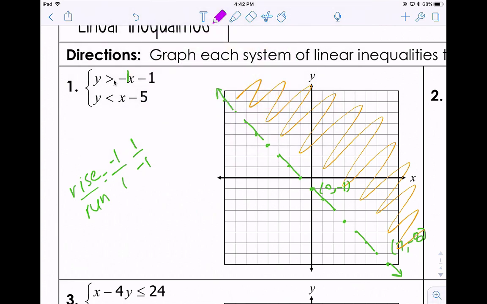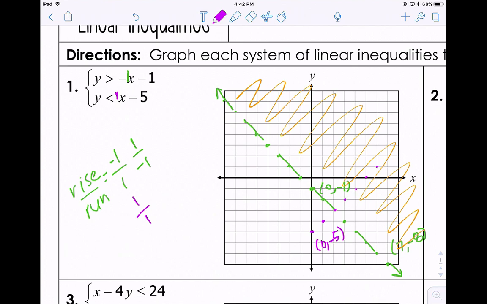Our second inequality, again, is already in y equals mx plus b. So we're going to start at negative 5 on the y-axis. Negative 1, 2, 3, 4, 5. So (0, -5). All right. And then our slope for this one is 1. That is a rise of 1, run of 1. In front of that x, there's an imaginary 1, so this would be 1 over 1. So we're going to go from here, up one, right one, over and over again.